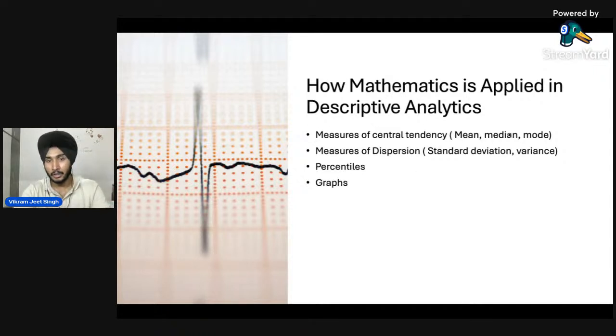Now formulas for these are obviously available on the web, so I won't be sharing the formulas for anything. As I mentioned in my topic itself, I'm bridging the gap between theory and practical implementation. So I will be giving examples for each and everything, so that we have a basic understanding of how we are using maths in day-to-day analytics or day-to-day analysis of things.